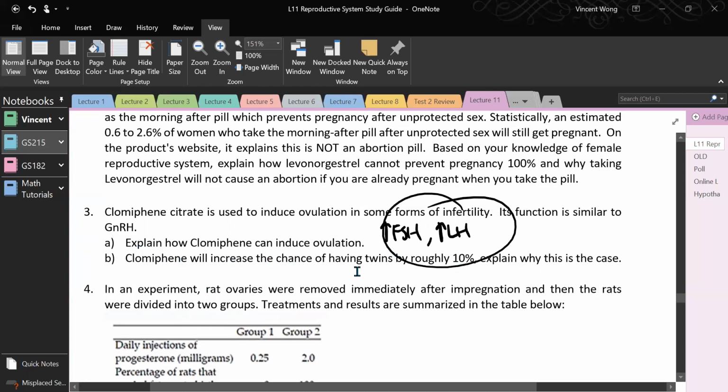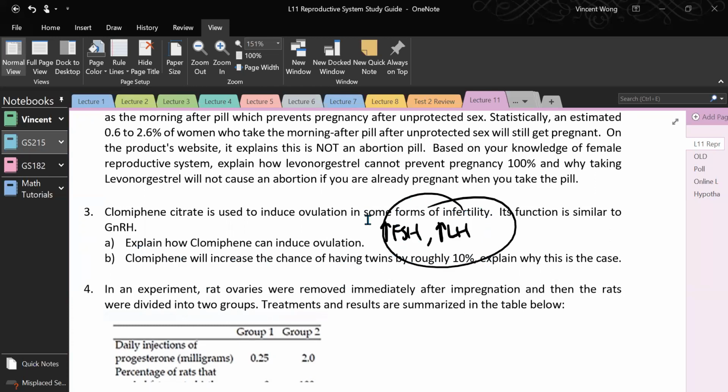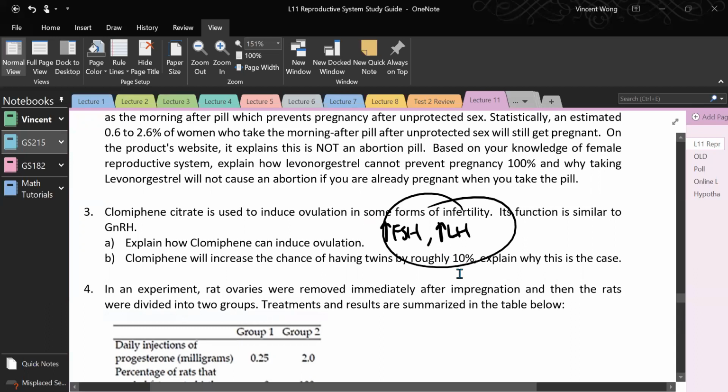Because you are increasing LH and FSH, there's a chance that you will ovulate more than one egg at a time. If there is more than one egg in your system and both get fertilized in that cycle, then you will have twins. These are, of course, non-identical twins, but nevertheless, you will have a high chance of having twins.